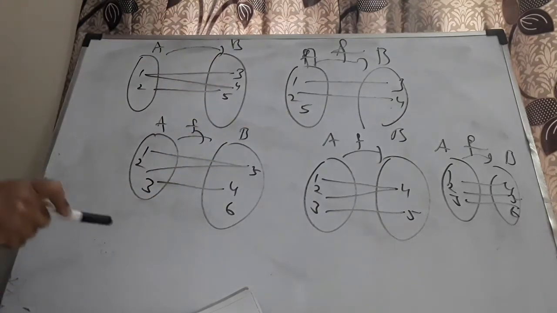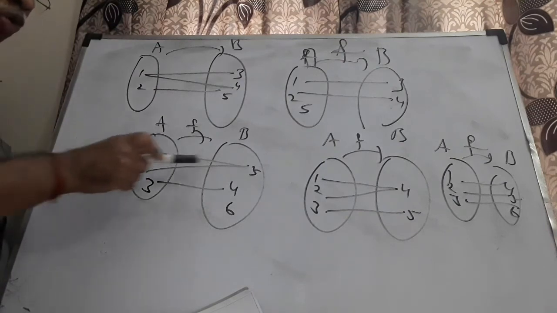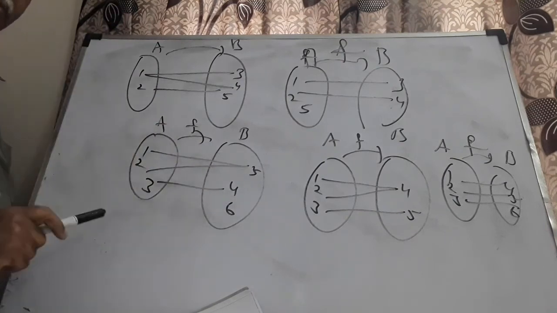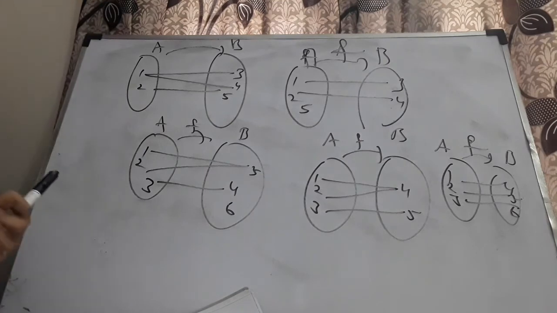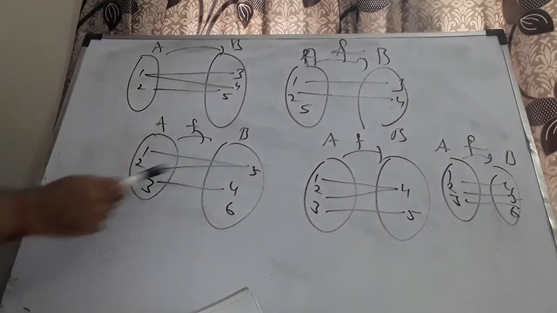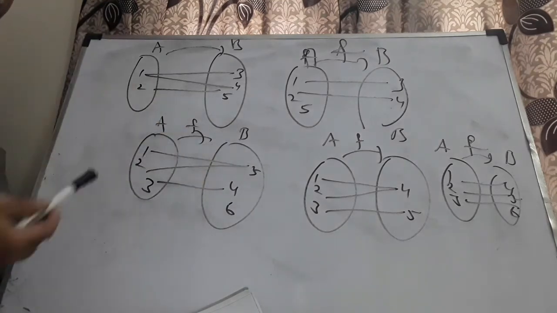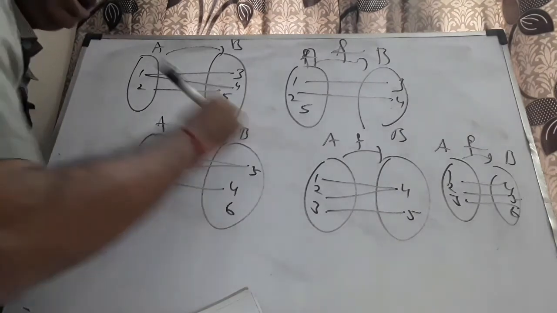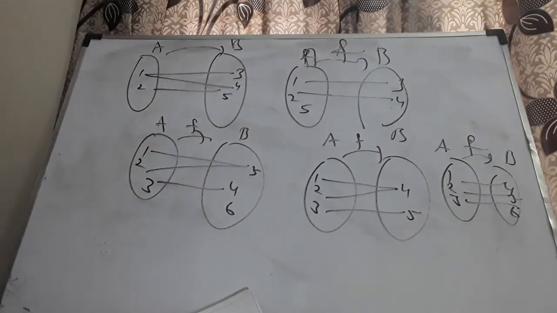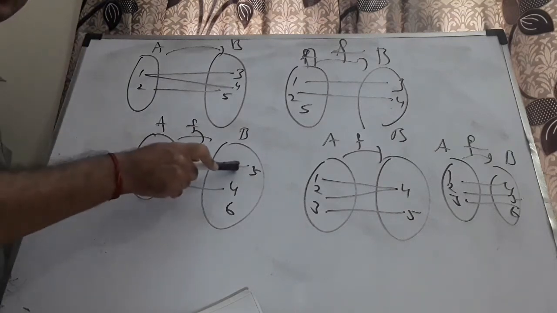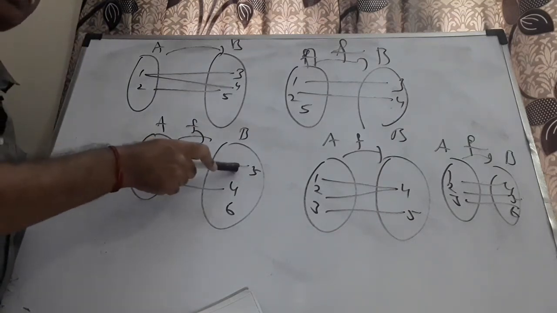Okay, listen carefully. Here, actually every element has an image. 1 and 2 move in the same train. Such a function is called many to one. Many elements have the same image. One to many is not possible, but many to one is possible. 1 and 2 move in the same train. Therefore, it is called many to one.